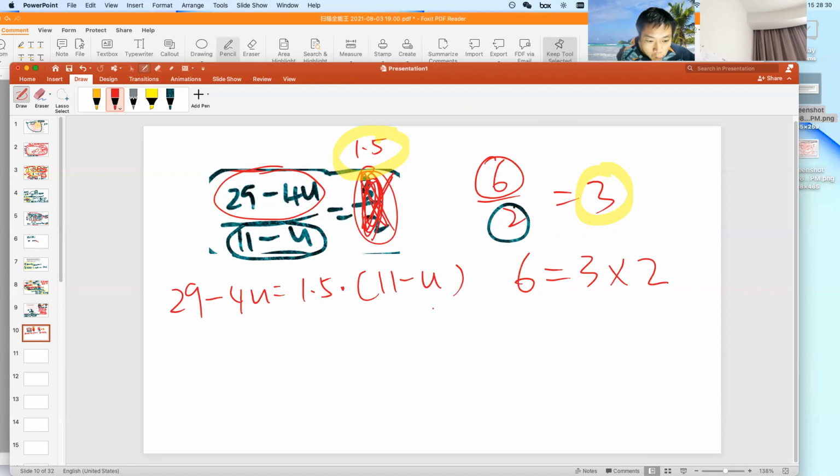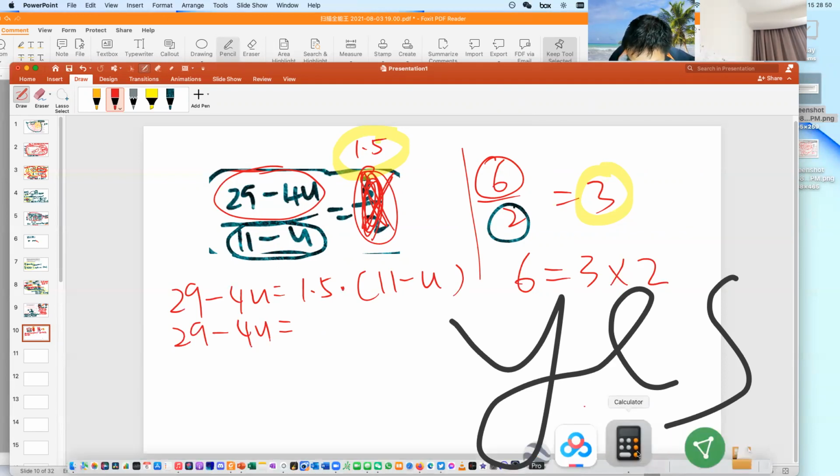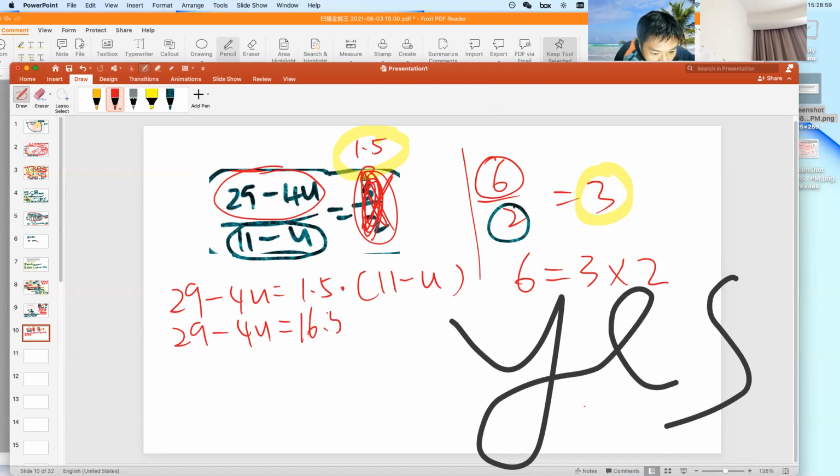Okay? Right? Do you understand this? I'm making use of this. Okay, good. Now, let's open the bracket and solve the question. So it's 29 minus 4U. So 1.5 times this, need to use a calculator. 16.5 minus 1.5U here. So I just rearrange. So I will get 29 minus 16.5 is equal to minus 1.5U.